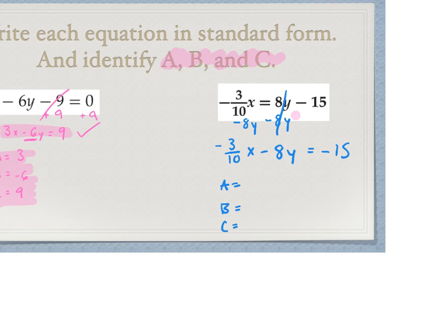So now we just need to identify our a, b, and c. What is our a? Negative 3 over 10. Awesome. What's our b? Negative 8. And what's our c? Negative 15. Perfect.